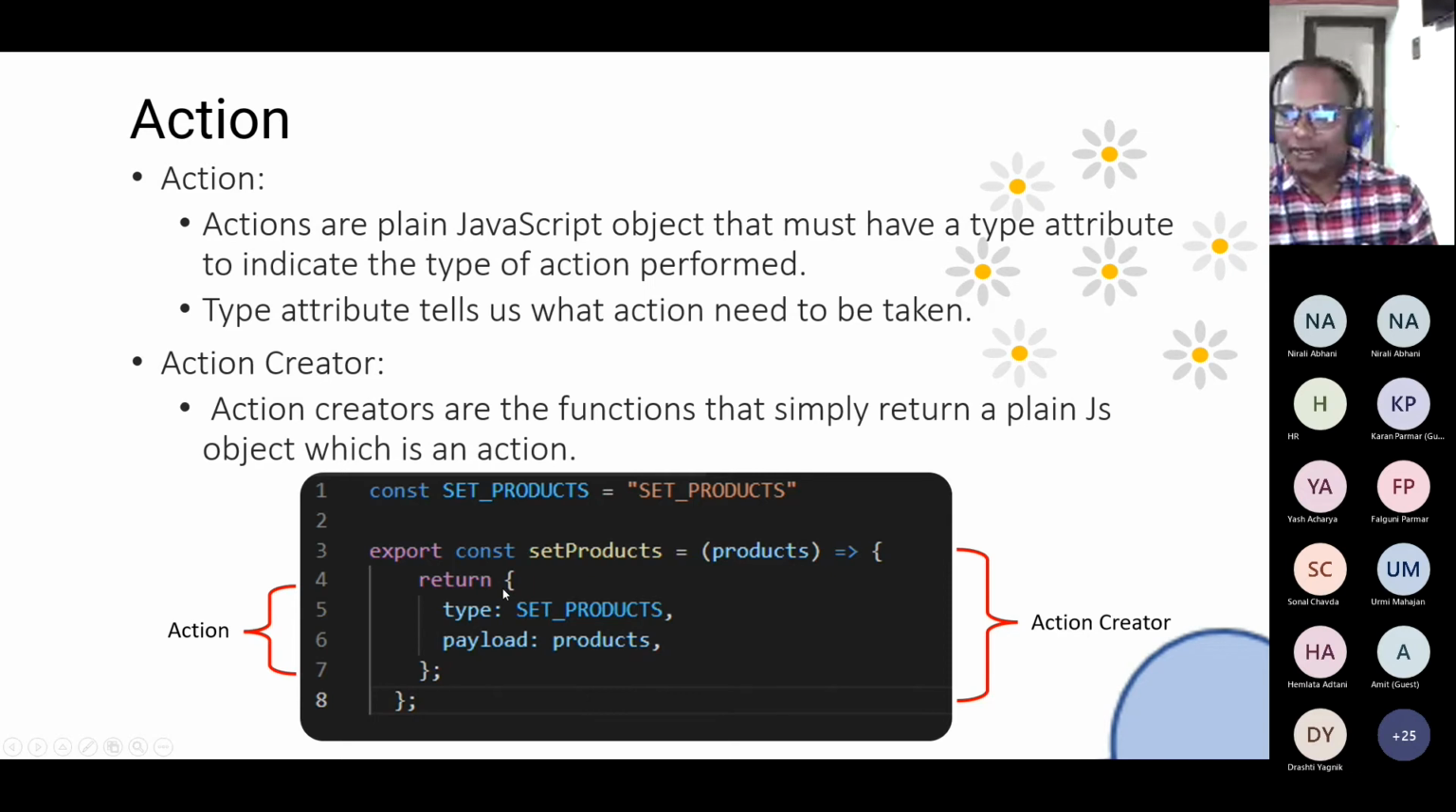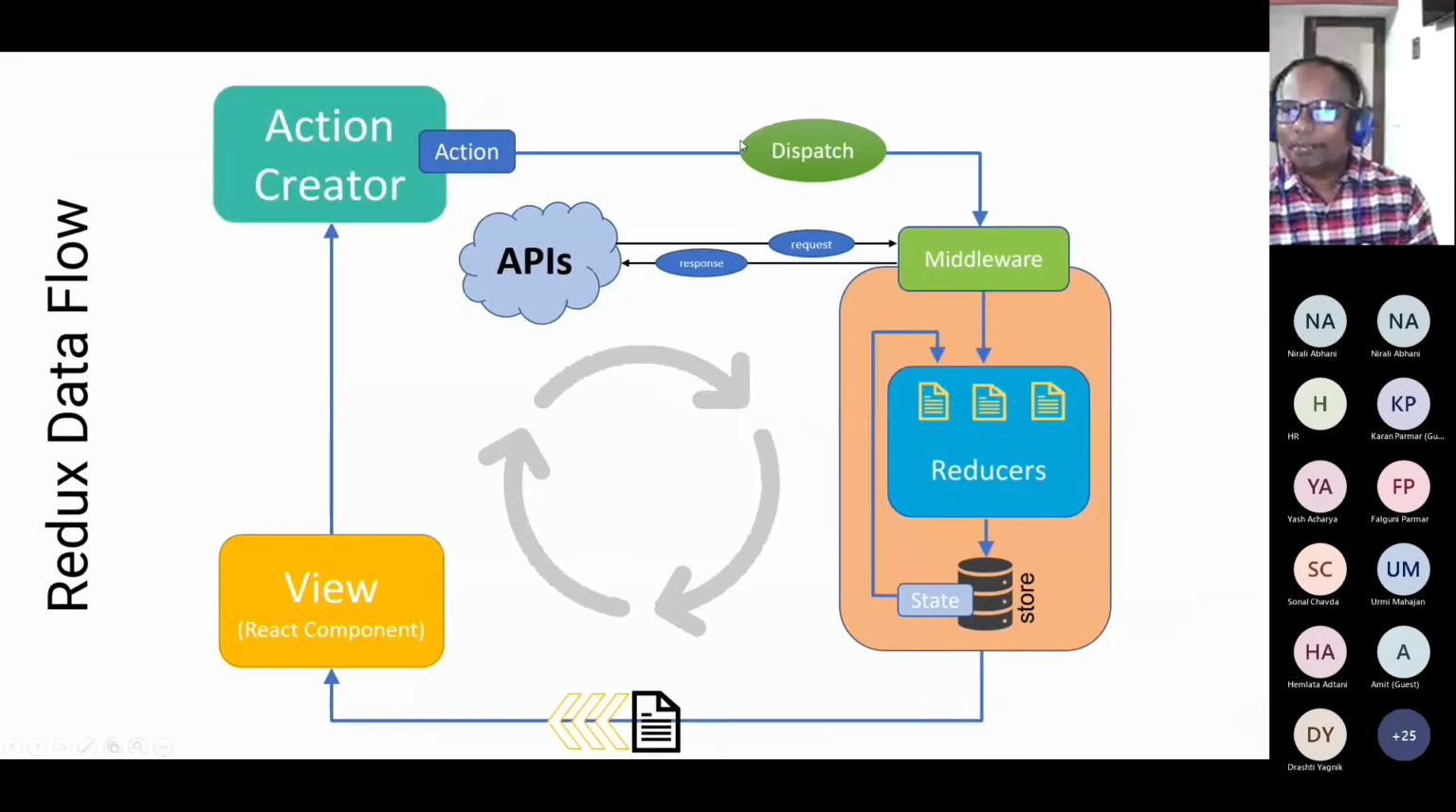An action creator is the function which will create and return this action. We will trigger this particular action creator, and it will return the action. So this is the meaning of that. Once this action creator is prepared, it will be triggered by this particular component. It will go to the particular Redux store. Right now, forget about this middleware. We will talk about it at a later stage.